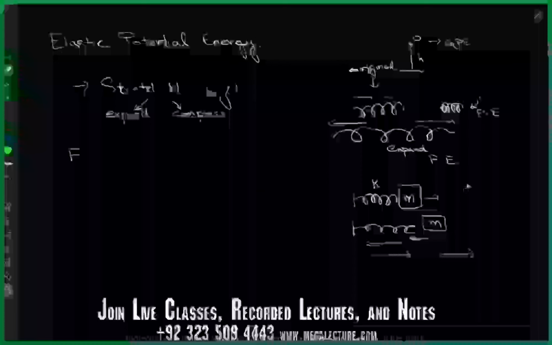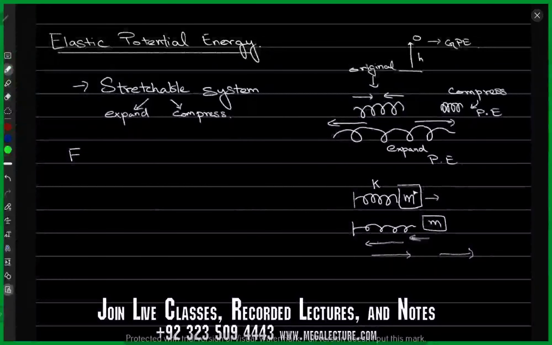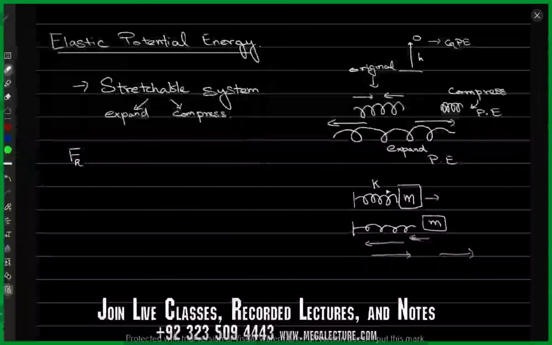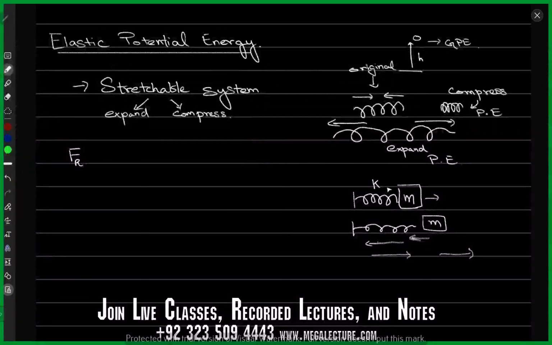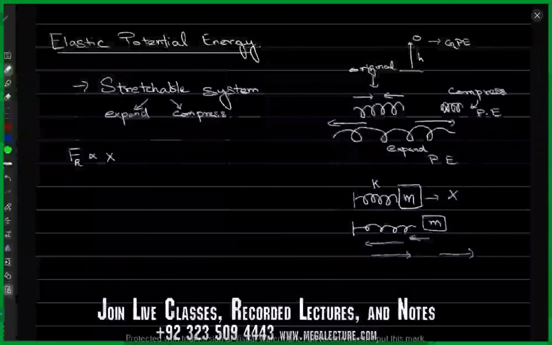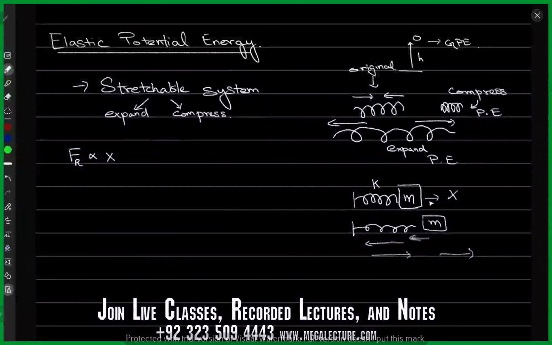When I pulled it to the right, there's a force that's pulling it back to the left, and that force is known as the restoring force. It's restoring the mass to its initial position, the mean position. And this force for a spring depends on how much I have displaced it from its original position. That displacement is, suppose, x. Now this force depends on that x. The more I displace it to the right, the more force there will be to pull it back to the left, right?